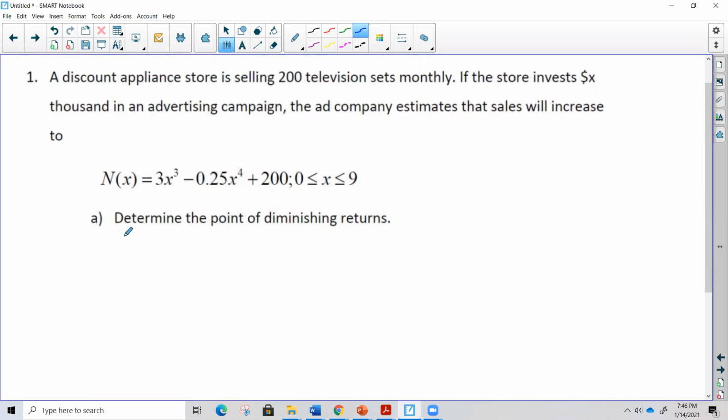So to find A, which says determine the point of diminishing returns, we are going to find the second derivative. To do that, we first have to find the first derivative. So we are going to take the derivative of 3x cubed. So we have 3 times 3, which is 9. And then we have x, and then we do 3 minus 1, which is 2. We're going to multiply 0.25 times 4, which would give me 1. And then 4 minus 1 is a 3. And then the derivative of a constant is 0. So we don't need that. Then I need to take the second derivative.